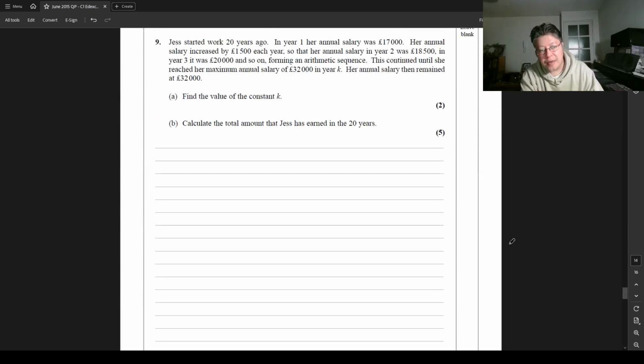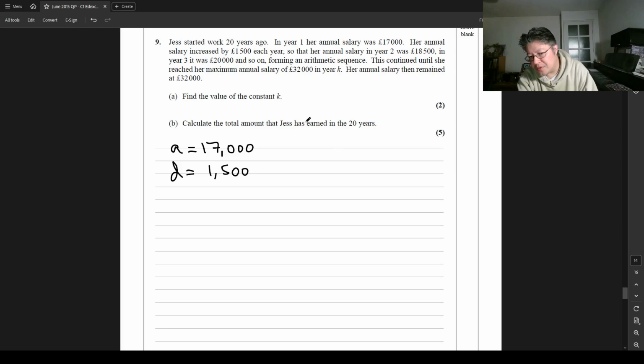Okay, question number 9, and this is arithmetic progressions, and we're told that Jess started work 20 years ago. In year 1 her salary was £17,000 and it goes up by £1,500 per year. So let's just get that down. We know the first term A is 17,000 and the common difference D is 1,500, and we'll better just write down the main formulas we'll be using.